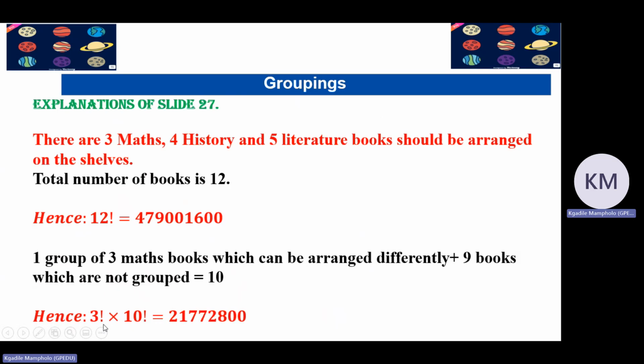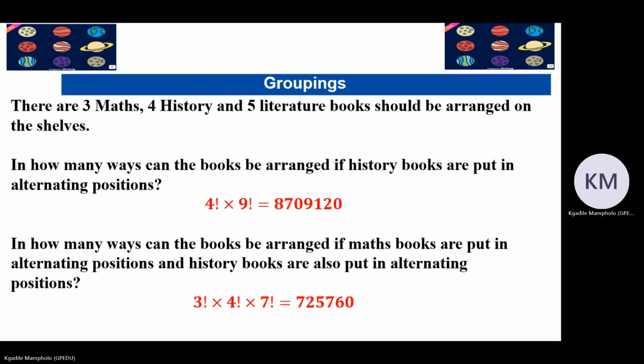Then I explained here, as I said, there are 3 maths books. It's still the same question. In how many ways can the books be arranged if history books are put in alternating positions? History books here, there are 4. It will be 4 factorial. Then we'll be left with 8, 3 plus 5, which is 8. Then it will be 8 plus 1 group of history books, which is 9 factorial. Then you get the answer.